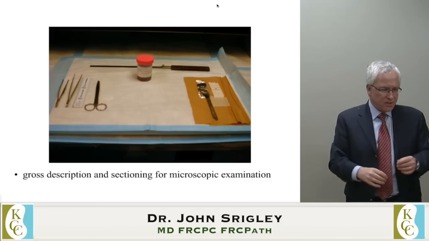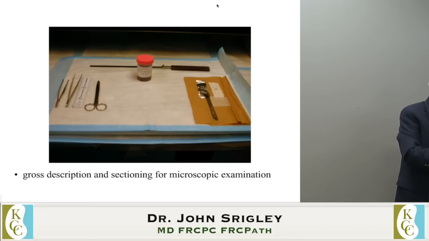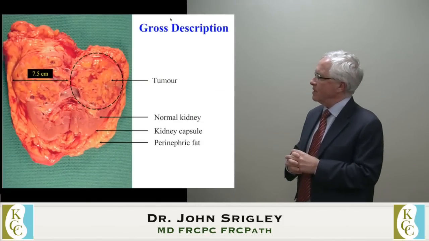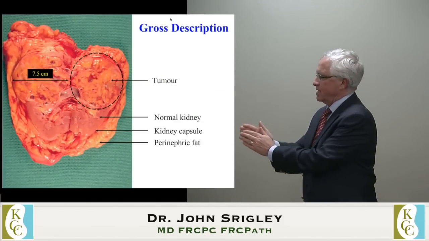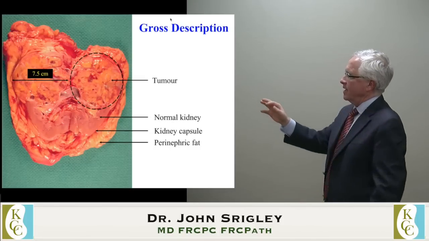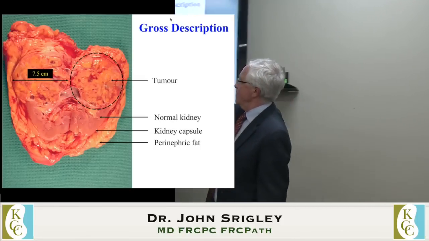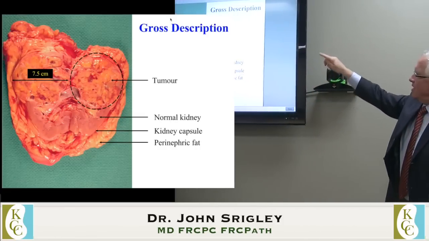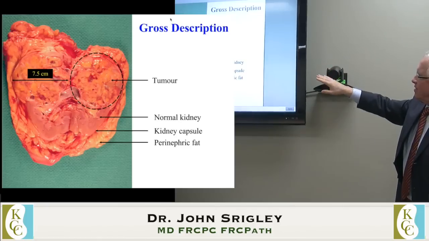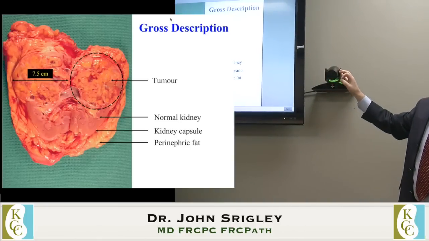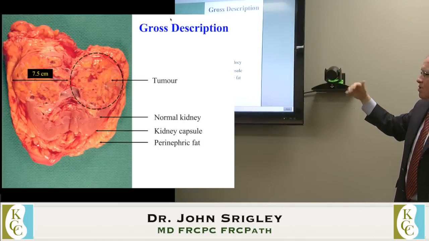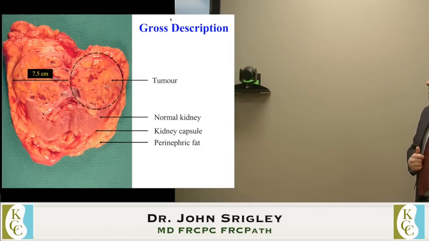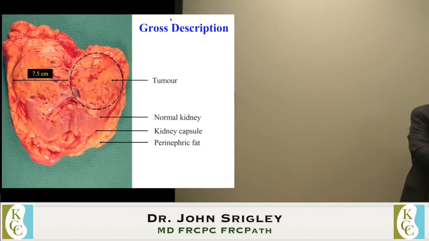This is what's referred to as a grossing bench in the surgical pathology lab. This is an example where we've taken a kidney with a kidney cancer in it, and we've cut it open and folded it out like that. Looking at the top, you're seeing the tumor, which is up here, bisected and folded out. You can see that it's an expansile tumor. It's a little bit more orange colored than the surrounding kidney, and it's about 7.5 centimeters in its greatest dimension. Those are the things we want to document in the gross description of the specimen. So that's the first thing we do.